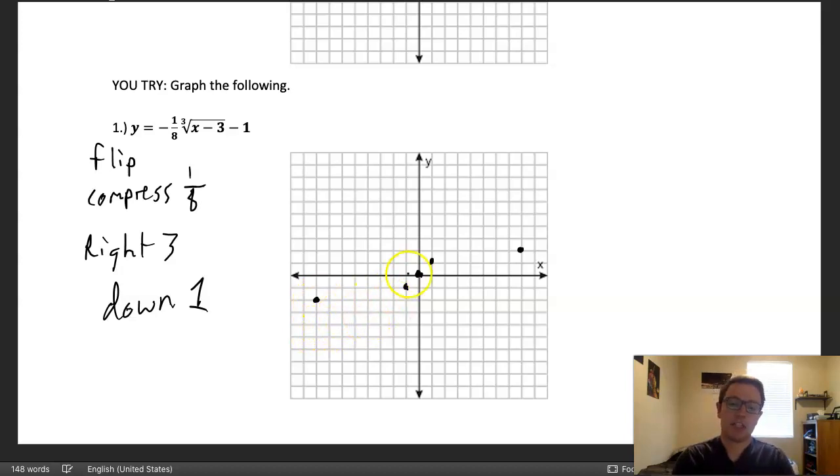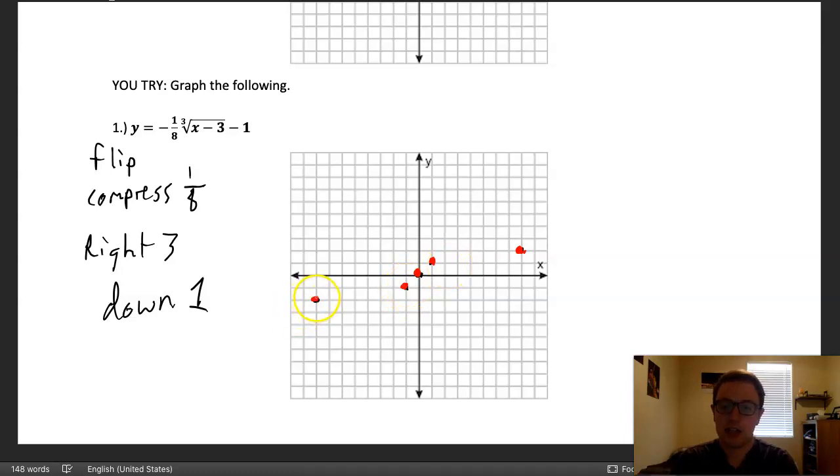If you ever forget your points, just try to take the cube root of a couple of points to figure it out. What's the cube root of 1? It's 1. Cube root of 2, 3, 4, 5, 6, we don't know. But the cube root of 8 is just 2. So we can figure this one out pretty simply. And let's make these points red. That way we know it's our parent function.